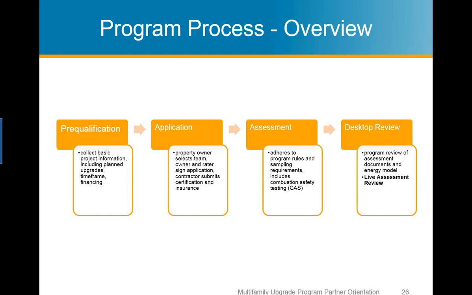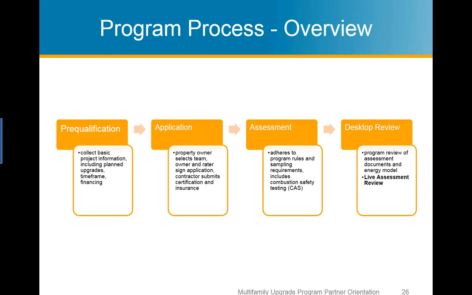The third step in the process is then to conduct the assessment for the building. And this is where the program rater will conduct the on-site assessment and follow all of the program rules and sampling requirements, which includes combustion safety testing.